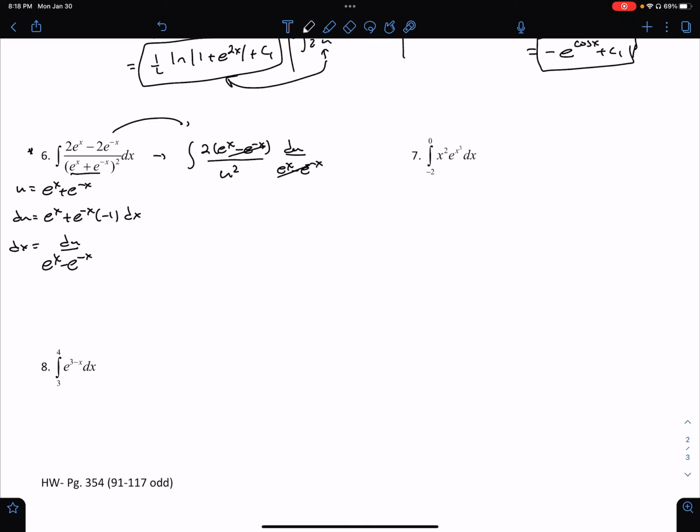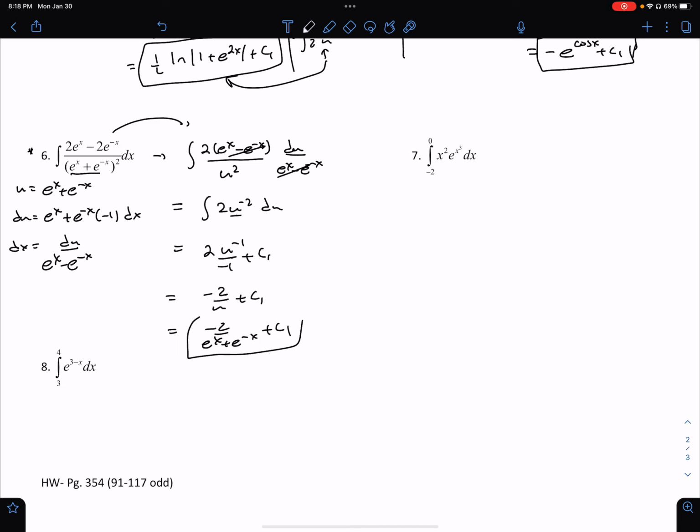Those cancel, and what I'm left with is 2u to the negative 2. Be careful, this is not natural log. This is just my power rule. We get 2u to the negative 1 over negative 1 plus c1, or negative 2 over u plus c1, which is just negative 2 over e to the x plus e to the negative x plus c1. A little bit of algebra right there.